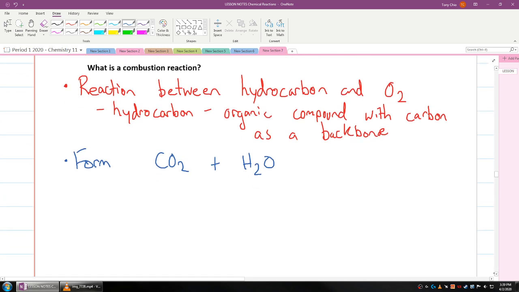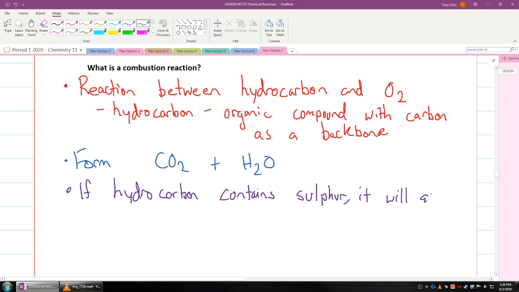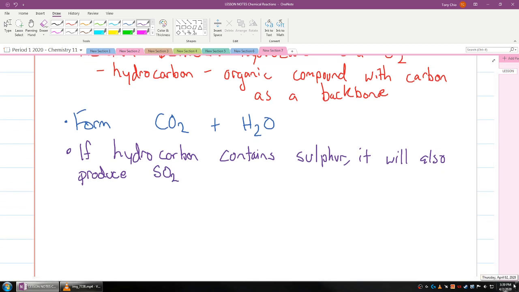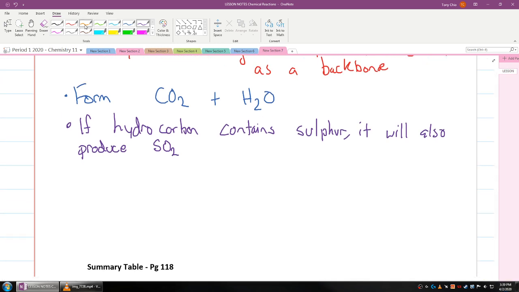But here's where it gets a bit tricky. If the hydrocarbon contains sulfur, so for example gasoline, then you're also going to form one additional product. And the additional product is going to be SO2, sulfur dioxide. I'll show you an example what that looks like. Alright, so sulfur oxide, we're going to talk a bit more about this.